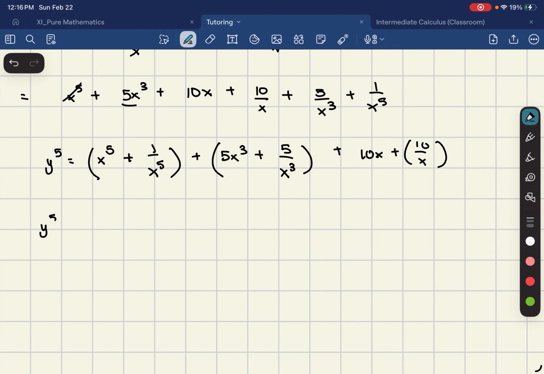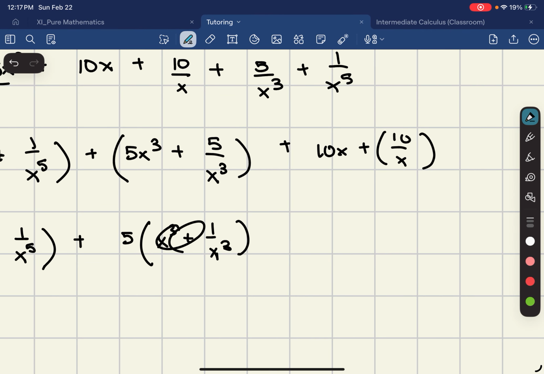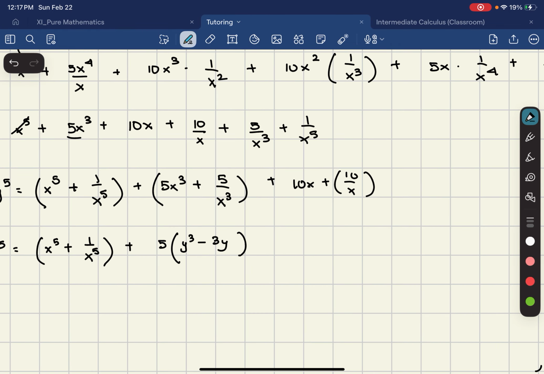So y to the power 5 is equal to x to the power 5 plus 1 over x to the power 5 plus, if I factor out a 5 here, I have x cubed plus 1 over x cubed, right? And this is what we calculated for part A. So part A was, I believe, y cubed minus 3y. So we can substitute y cubed minus 3y here. And we have 10. If we factor out the 10, we have x plus 1 over x, which is just y.